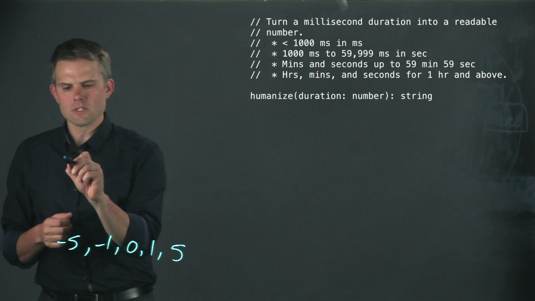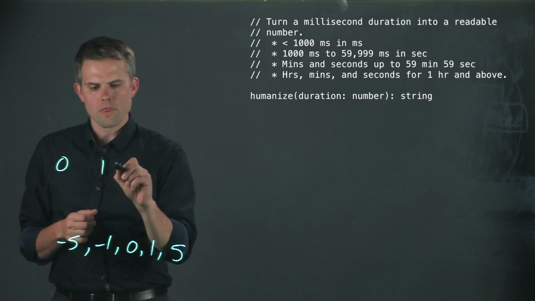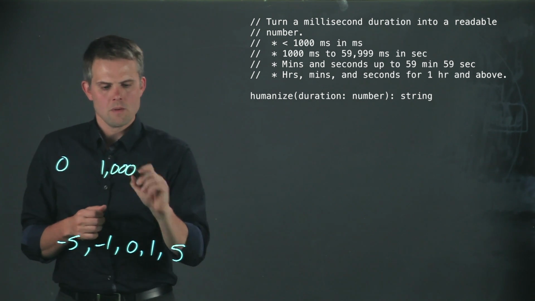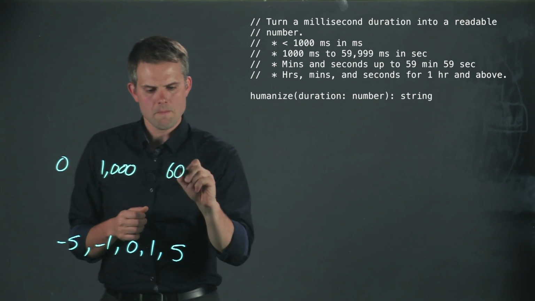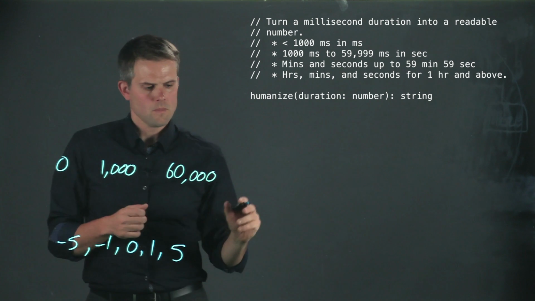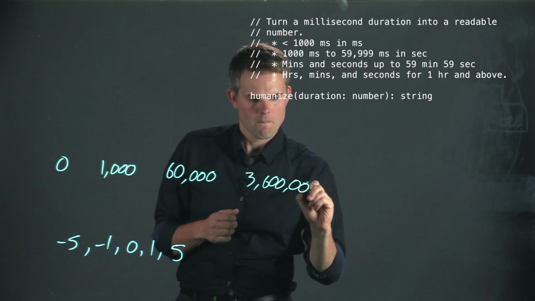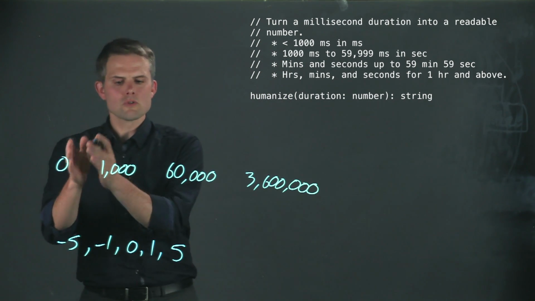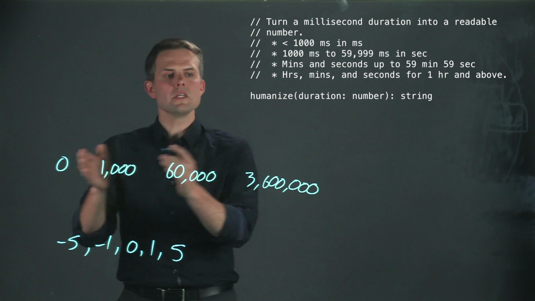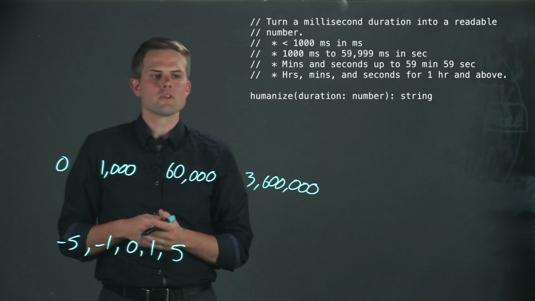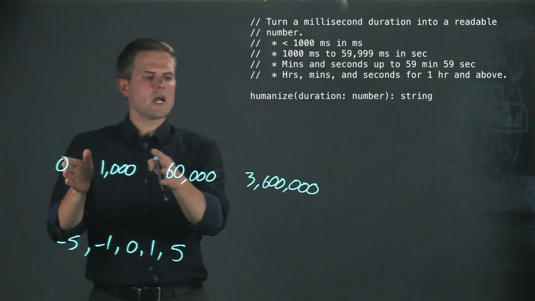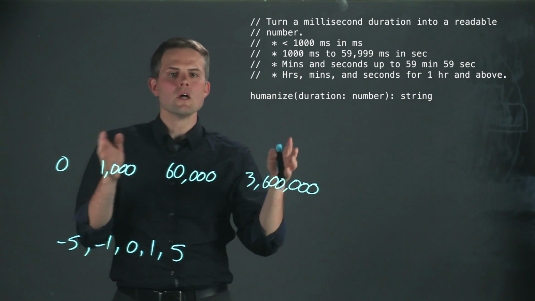So in this case, we're interested in 0, 1,000, 60,000, and 3.6 million. Right, so what we want to do is make sure that we test from each of these domains rather than from these other ones from before, right? Because these will exercise all of the output classes for the human eyes function.